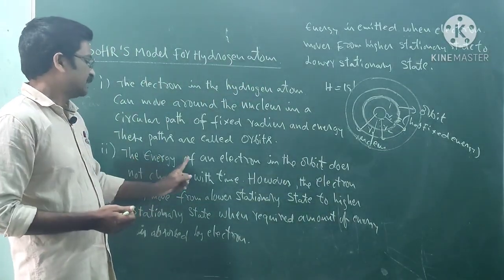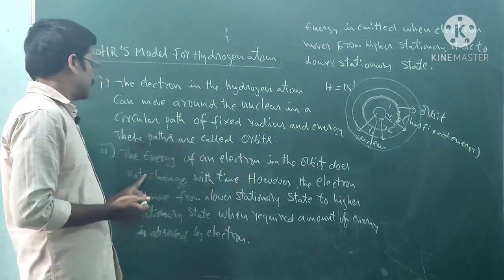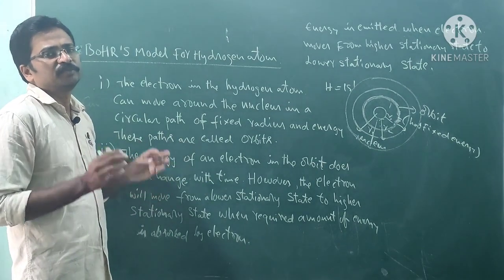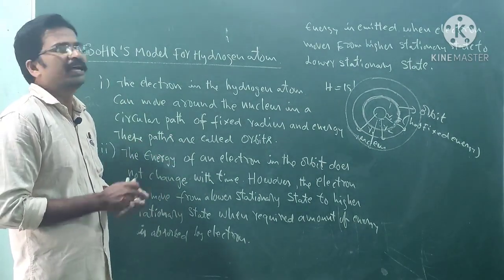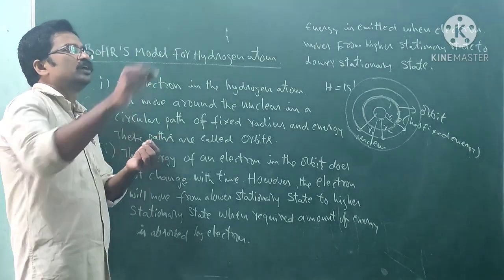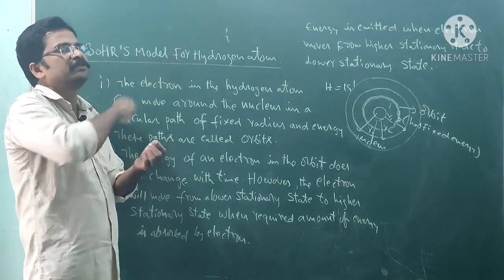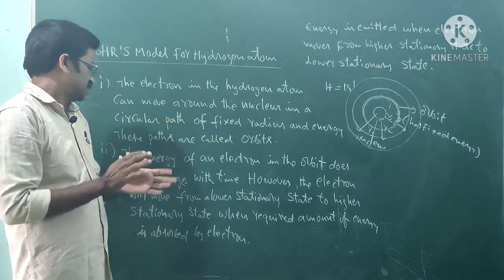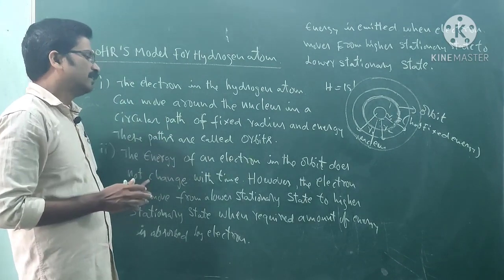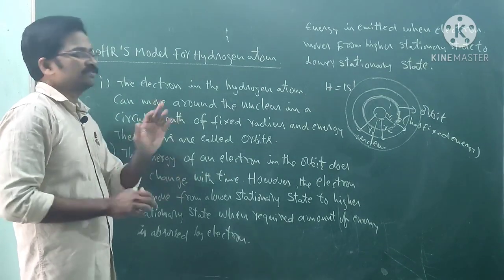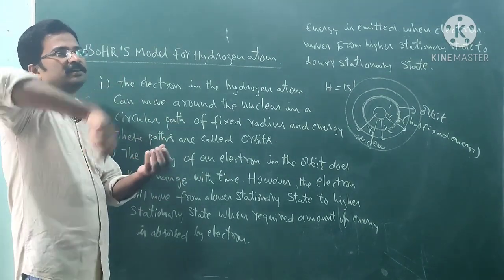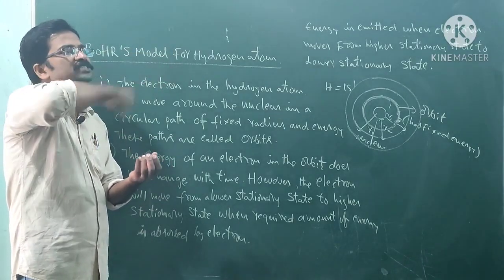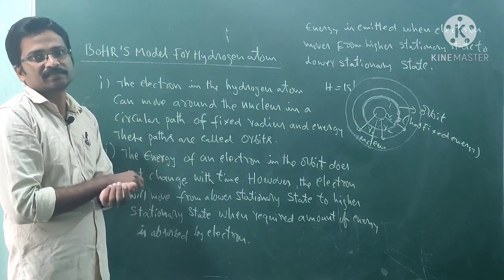The energy of an electron in an orbit does not change with time. Whenever you leave the atom and cannot supply any energy to the atom, then the electron moves around the nucleus in a circular orbit, but its energy does not change. The energy of the electron in the orbit does not change with time. As time passes, the electron will move around the nucleus, but its energy does not change.